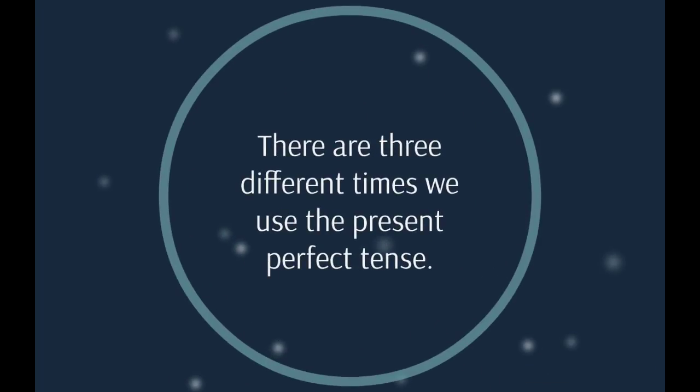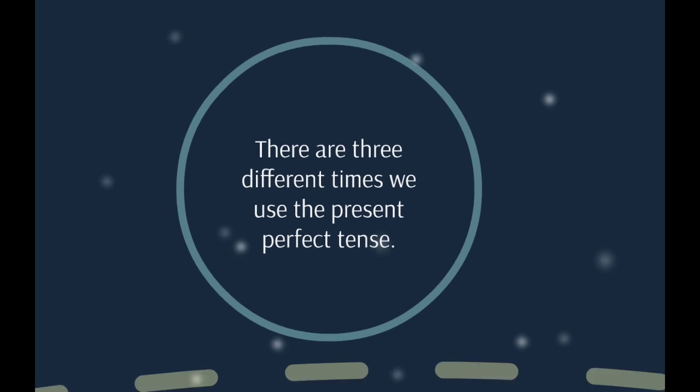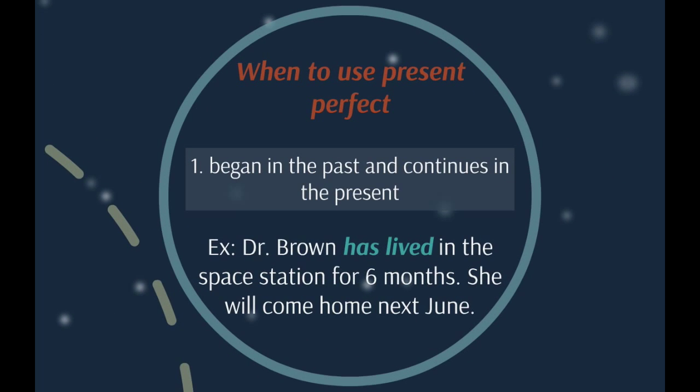There are 3 different times we use the present perfect tense. We use the present perfect tense when we describe a situation that began in the past and continues in the present. An example of this is, Dr. Brown has lived in the space station for 6 months. She will come home next June. Here, we've used the present perfect tense to indicate that Dr. Brown is still currently living in the space station.